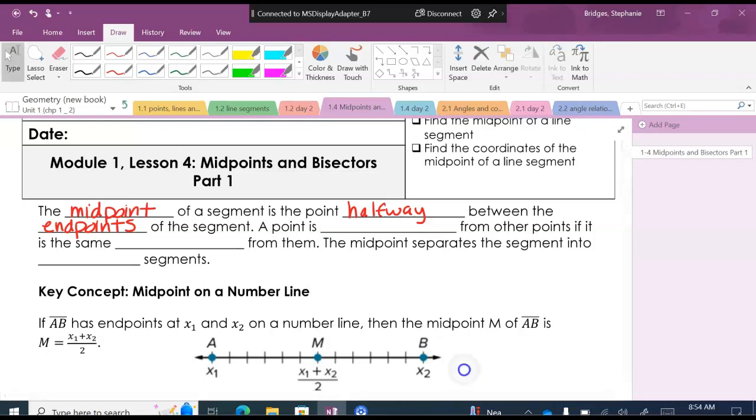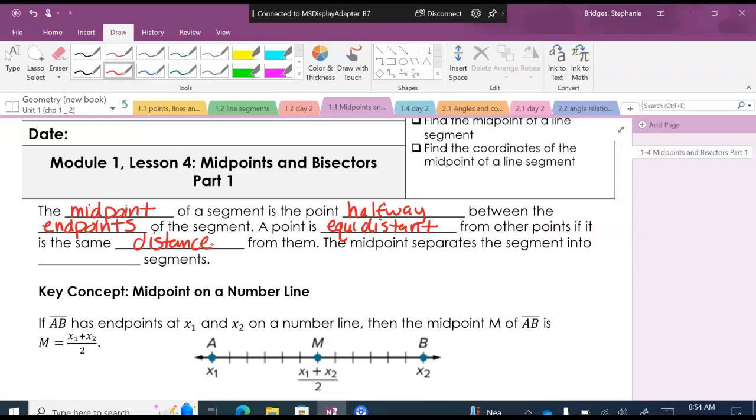A point is, this is called equidistant. That means equal in distance, okay? Equidistant means equal in distance. A point is equidistant from other points if it is the same distance from them. That's what I just said, okay? It is equidistant, meaning the same distance from other points. And then the question I just asked would be the last blank.